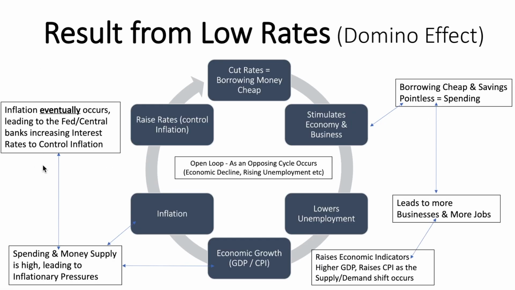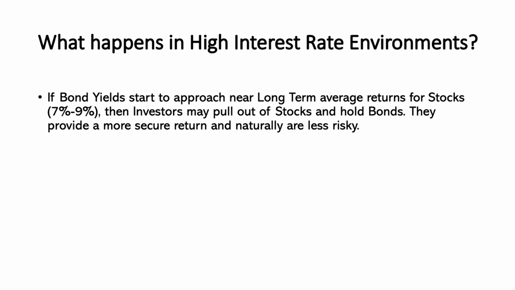And so back to this domino effect we see here. Eventually, inflation occurs, leading to the Fed or central banks having to increase interest rates, or bond rates just rising anyway, as we're starting to see today, to control inflation, or at least get on par with inflation, because no one's going to be buying bonds at rates below the rate of inflation. So rates start to come up and we see the end of this low rate cycle. And then you ask yourself, what happens in high interest rate environments? So what's going to happen then?